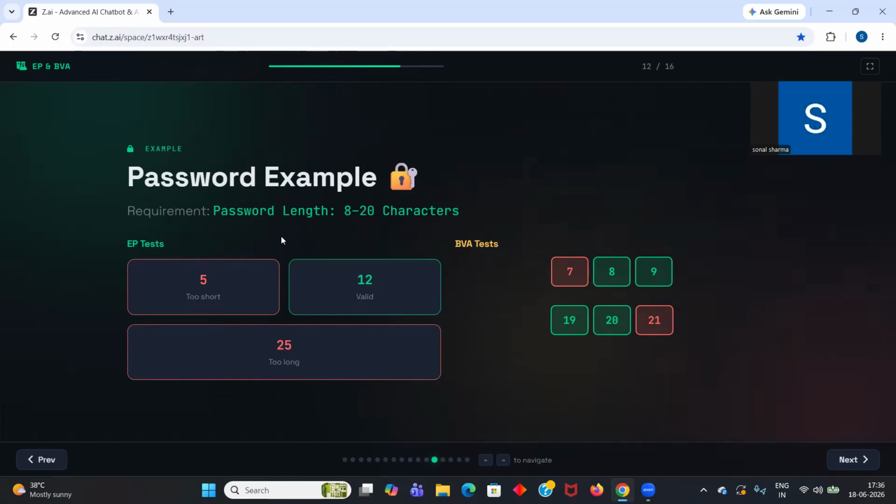And as per our boundary value analysis technique, we have to test at the boundary. So the boundary is 8, so 7, 8, 9, and our upper boundary is 20, so 19, 20, 21. So these will be the test cases for checking the length of the password, whether the password length is behaving correctly or not.